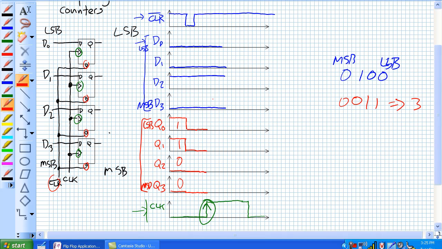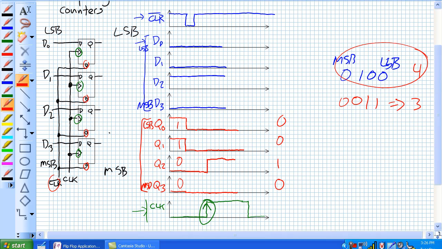What happens is, what's our D? Well, at D0 at this rising clock edge, it's 0. D1, that's also 0. D2, well, that's a 1. D3, that's a 0. Okay? So that's at the rising edge of the clock, and it's stored. What's stored? It's stored 0, 1, 0, 0. We've stored 4, and we're good to go.